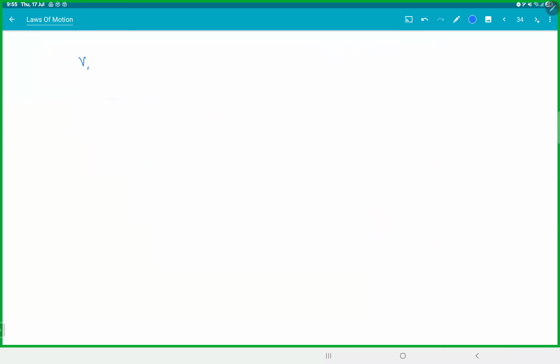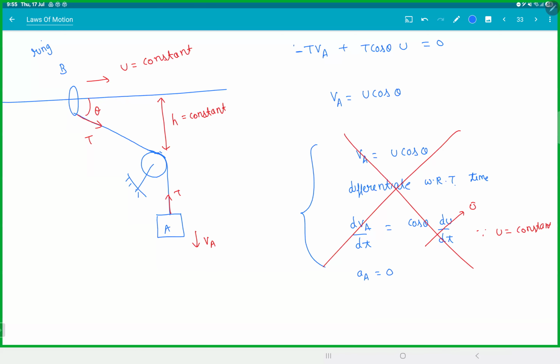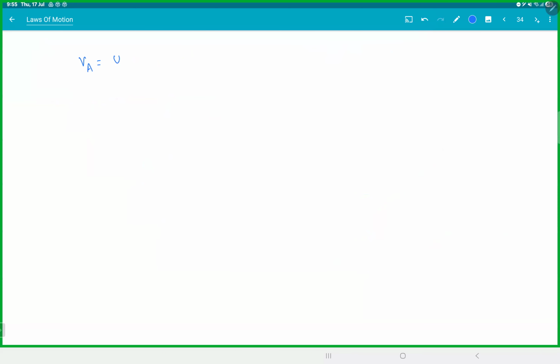Why is it wrong? Because when you got VA is U cos theta, you're forgetting that theta is also changing, isn't it? Theta is not constant. When the ring comes here, didn't theta change? So you have to use the product rule. At every instant, theta is changing. That's what makes this problem a little different. Theta is variable.